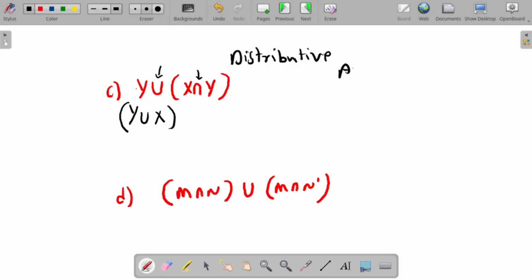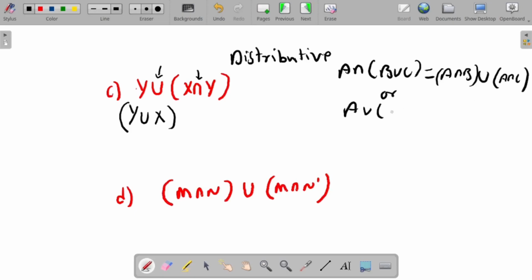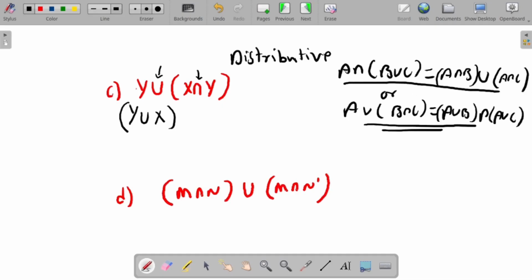which says A intersection open B union C is the same as A intersection B union A intersection C. Or you can also say A union open B intersection C is the same as A union B intersection open A union C. That's what the distributive law is all about. We're distributing A. This is more like multiplication. We're distributing A throughout the brackets.